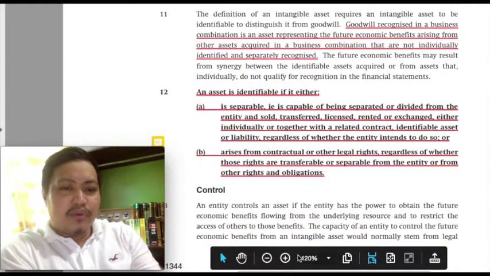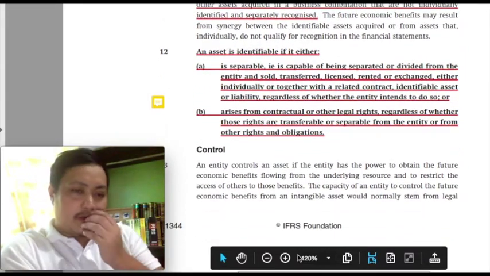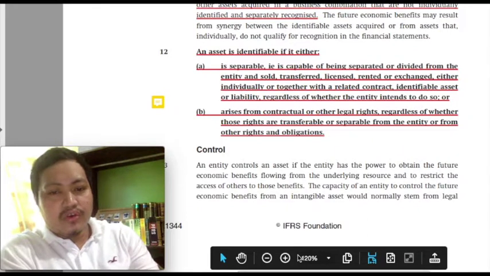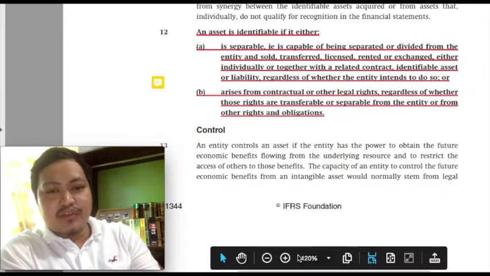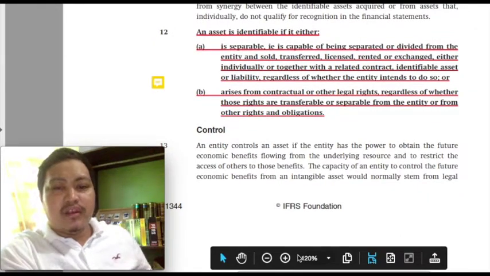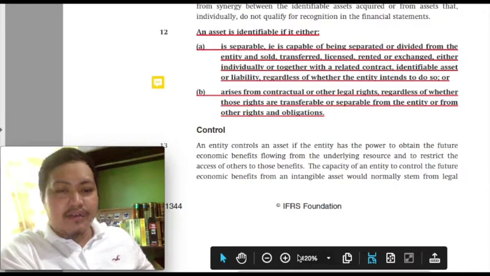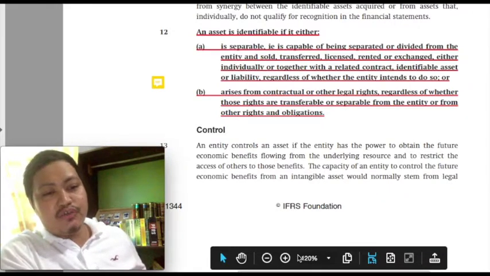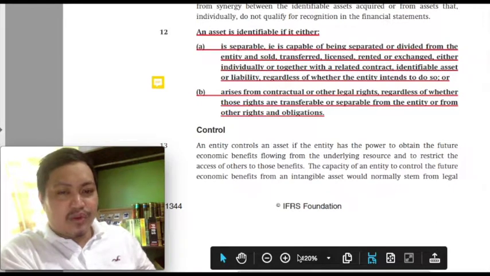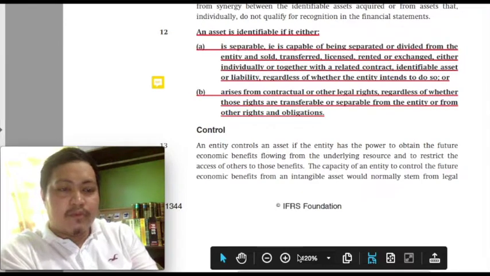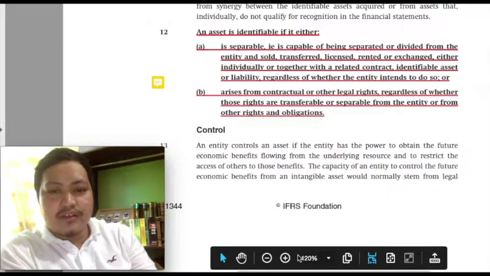An important component also on the recognition of intangible assets would be as regards control. We say there is control if the entity has the power to obtain the future economic benefits flowing from the underlying resource and to restrict others to those benefits. If you'll notice, class, this is similar to the definition of control provided in the conceptual framework. As to the concept of control, it has not changed even though we have a more recent version of the conceptual framework.